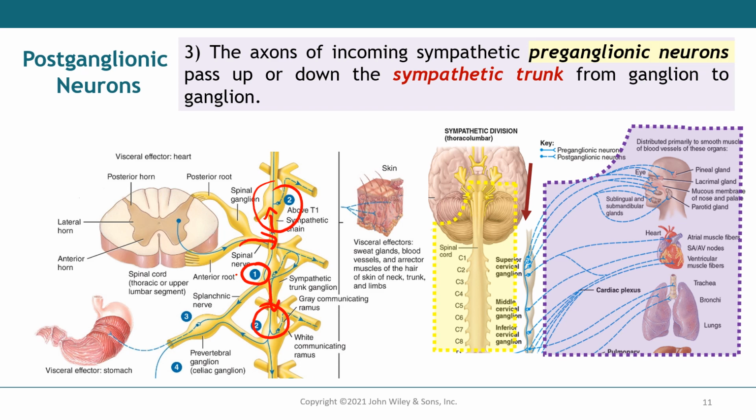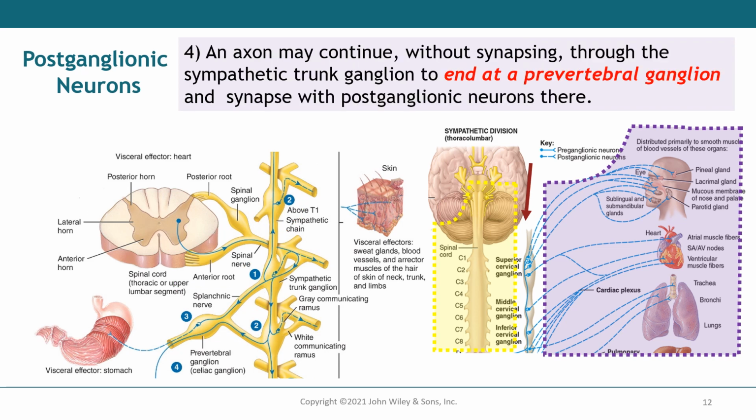Now, what I want to show you, the third step, is that these preganglionic neurons can pass up the trunk ganglia, as you can see here, or they can pass down the trunk ganglia to go from one ganglion to the other one. In the three previous examples, I was talking about the importance of these trunk ganglia. Another thing that could happen is that the axon goes through all this path of the trunk ganglia without synapsing until reaching the prevertebral ganglia. And there it can synapse.